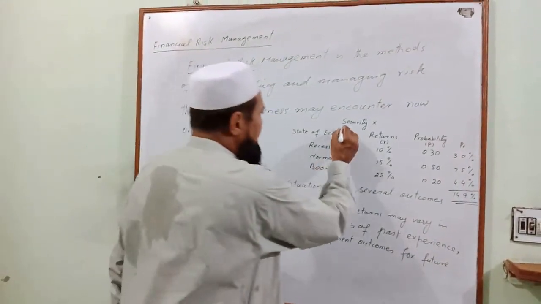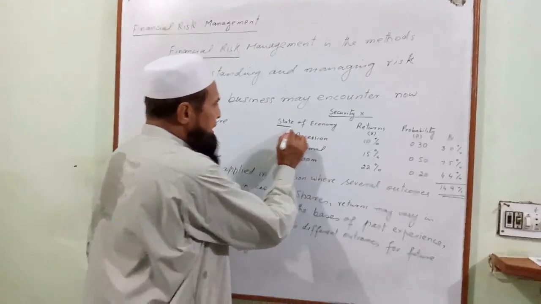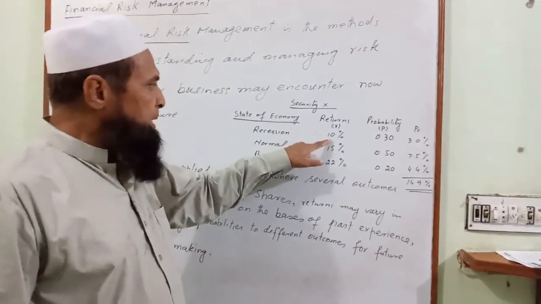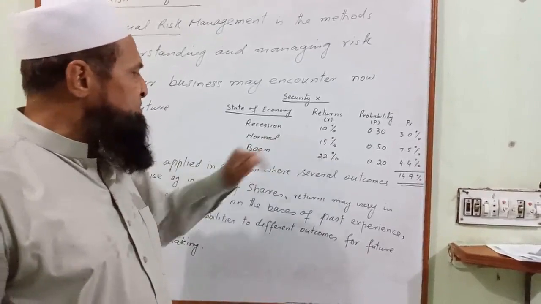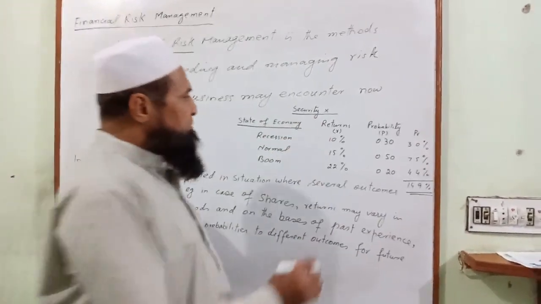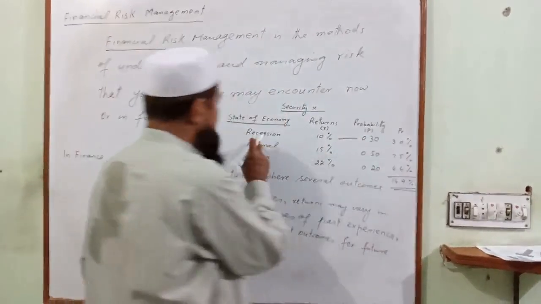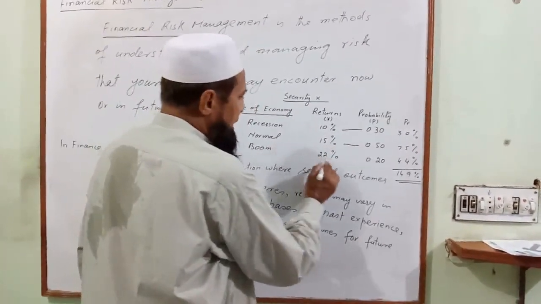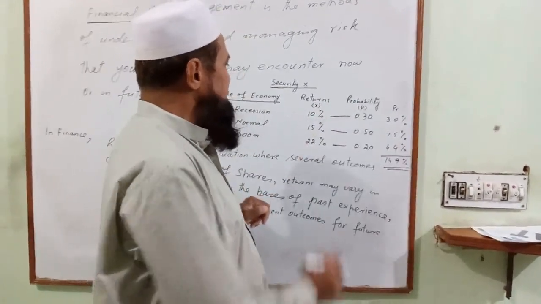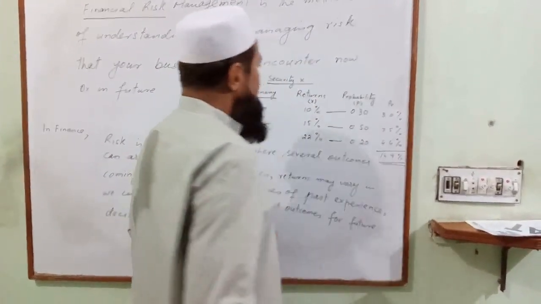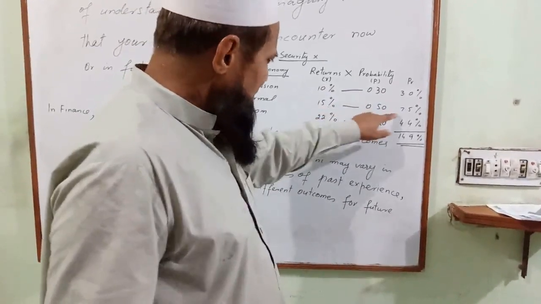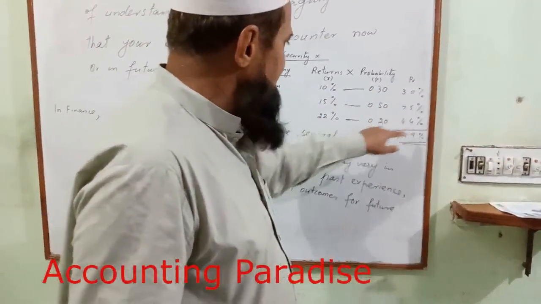Here is data for security X. In various states of the economy, for example, in recession, the return is 10%. In normal cases, it is 15%. But in case of boom, it is 22%. On the basis of past experience, we assign probability 30% to recession, 50% to normal, and 20% to boom. When we calculate the expected return, that is R into P, return into probabilities, it comes to 3 for recession, 7.5 for normal, and 4.4 for boom.